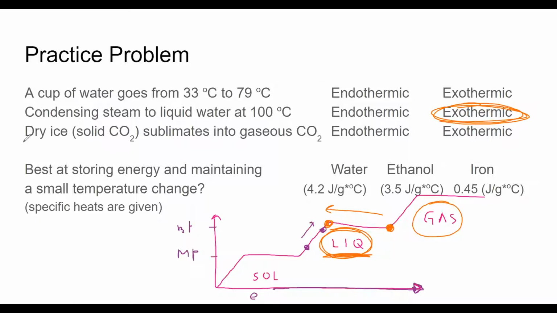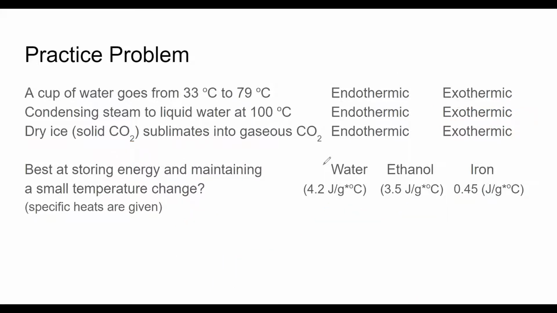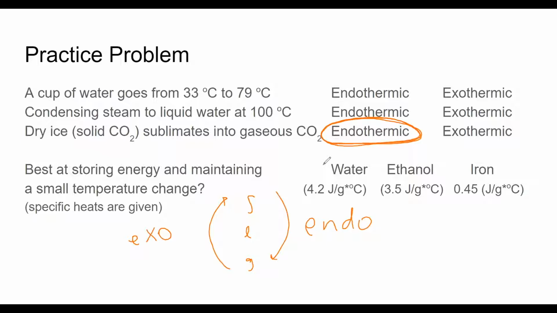Pure Zen. Okay, and then next, dry ice sublimates to gaseous H2O. For this, it's a really good idea to memorize the SLG thingy. So when we're going from a solid to a liquid to a gas, we're heating things up. So this is going to be endo. And then the other side will be exo. So dry ice means that it's going to go from a solid straight into a gas. So this is going to be an endothermic process.